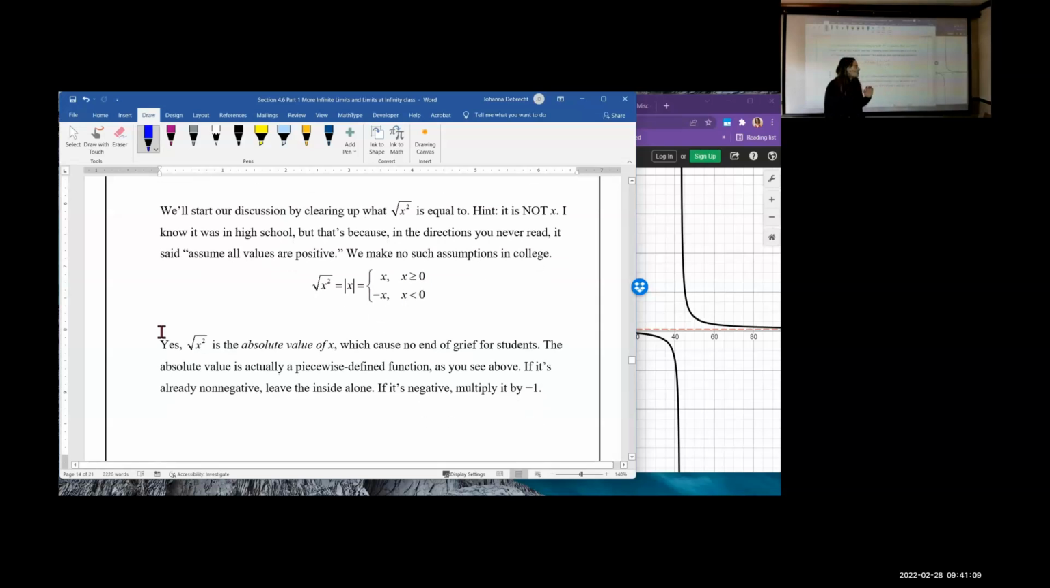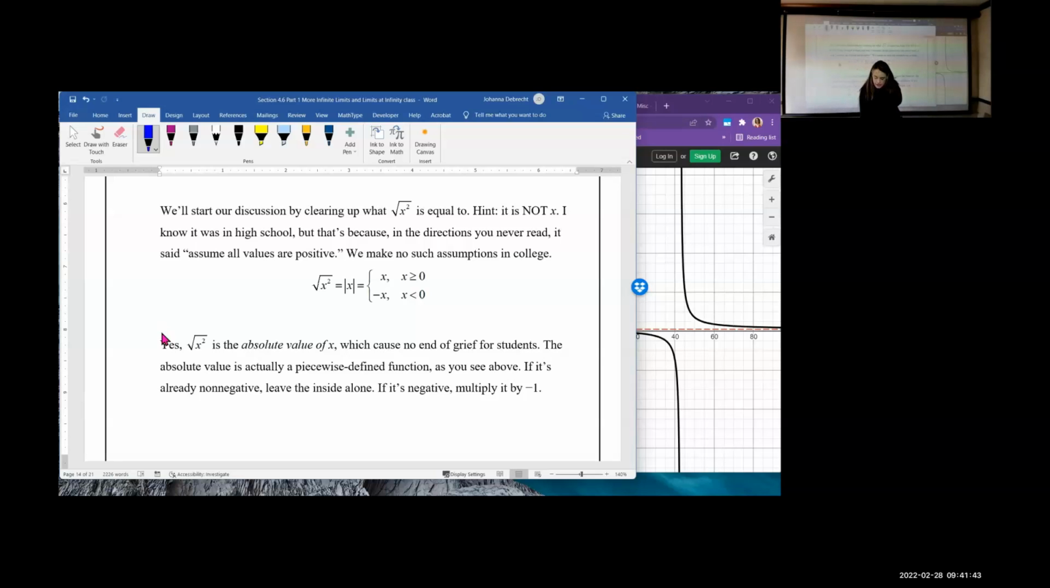So we're going to start our discussion by talking about what the square root of x squared is equal to, and it is not x. All right. I know, Aubrey's eyebrows went up. What? In high school, you're taught that the square root of x squared is x. It is only x if it is non-negative. It's actually the absolute value of x because you don't know if x is a positive number or a negative number.